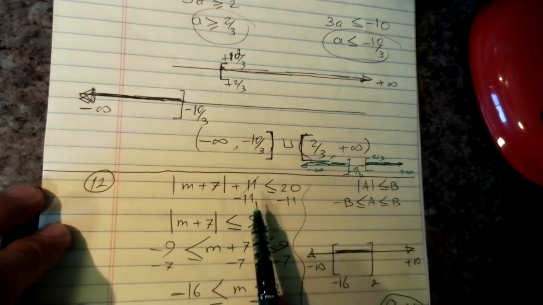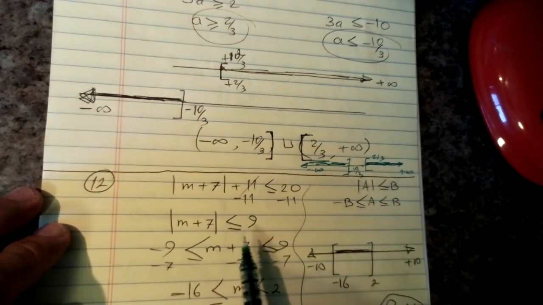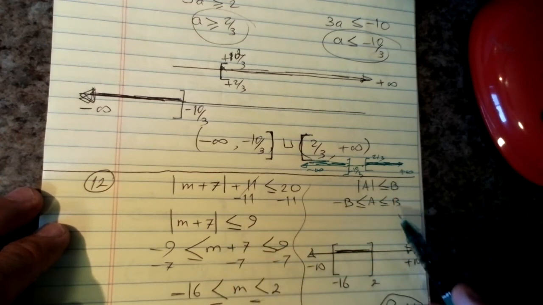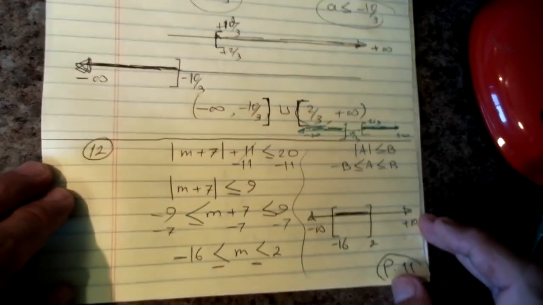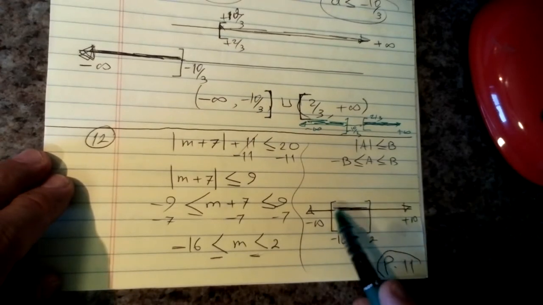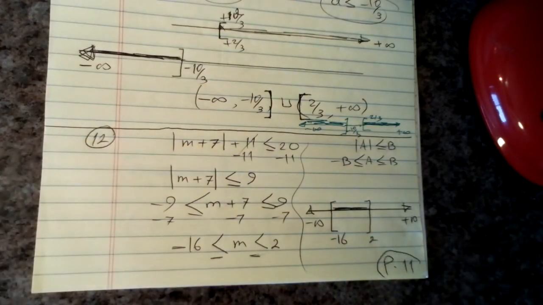Same thing, we have to move 11 to the other side. Now this symbol is less. When it's less, then this is the formula, and it's an intersection, so you always have one answer or one piece.